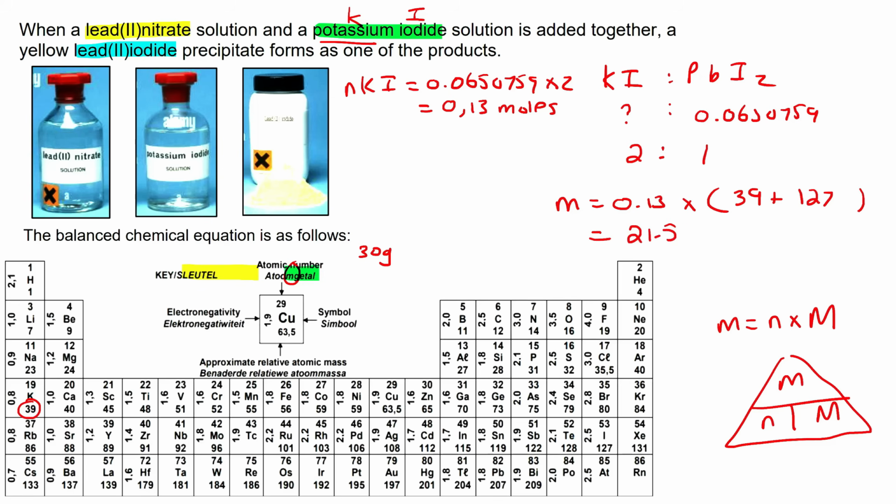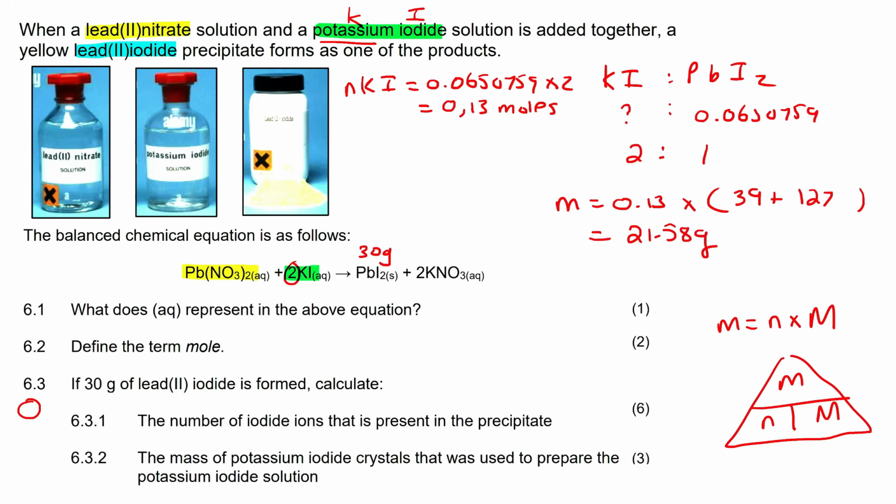And that will end up giving us 21.58 grams. And so there we have it. We've calculated the mass of potassium iodide.